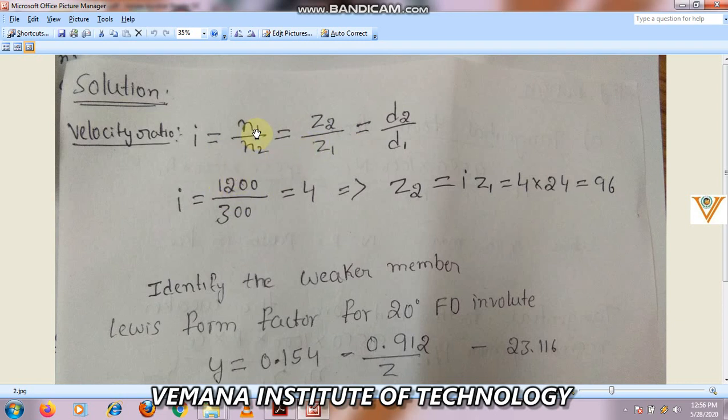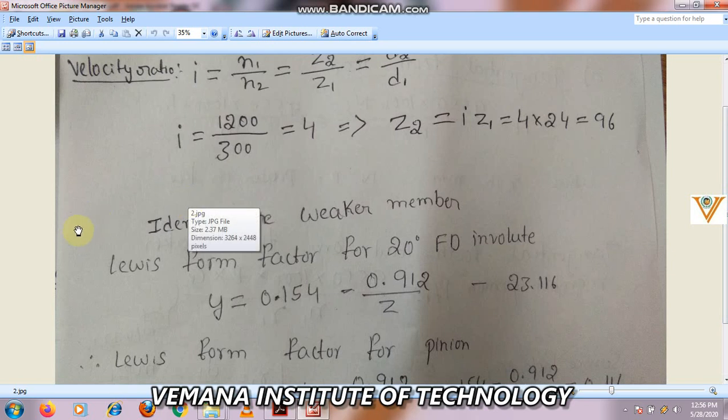From these values we can calculate the velocity ratio. We have N1, we have N2, so you can easily find out the velocity ratio. And Z1 is given, Z2 is not given, so we can easily find out Z2. What is this Z2? The number of teeth on the gear. D1 and D2 are not given, leave it. And here I forgot to write step 1.